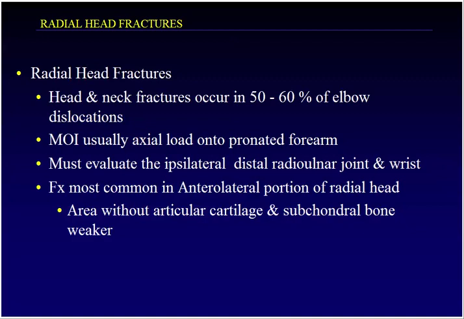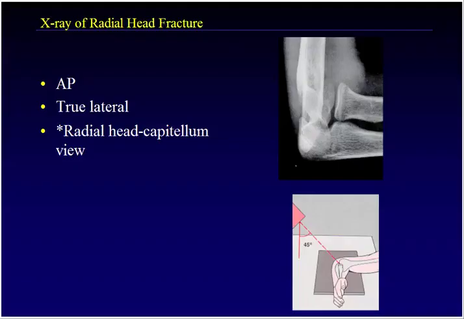And the fracture is most common in the anterolateral portion of the radial head, and that's significant, because that is an area where there is typically a little articular cartilage and the subchondral bone is the weakest. That's why it fractures in that area. For radiographic imaging of radial head fractures, you get an AP, a true lateral, and sometimes a radial head capitellum view, which is taken with the beam oriented 45 degrees to the flexed elbow as you see here, and that can really show you very clearly both the capitellum and the radial head.